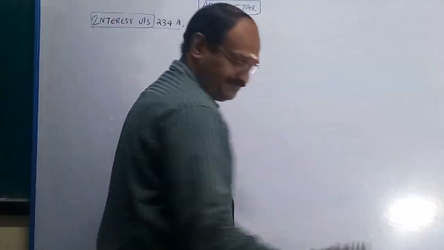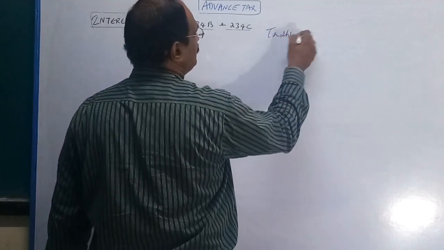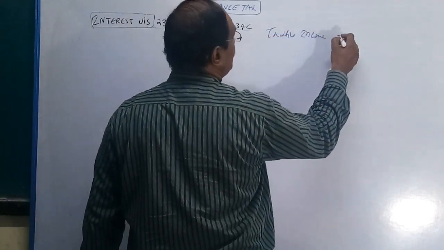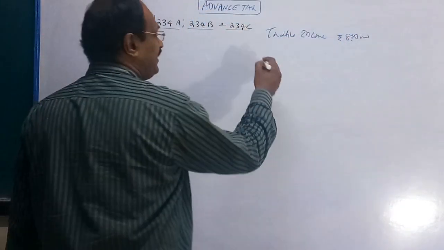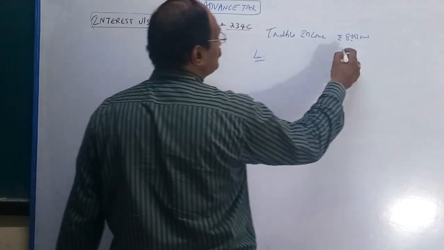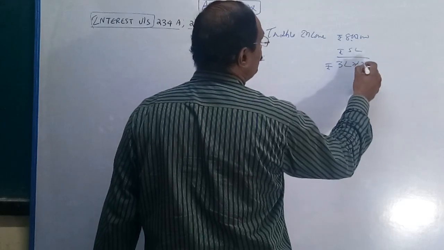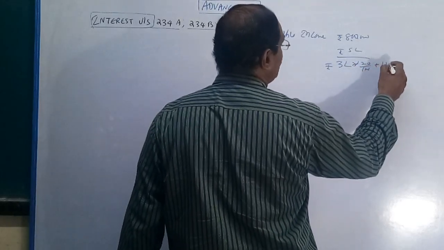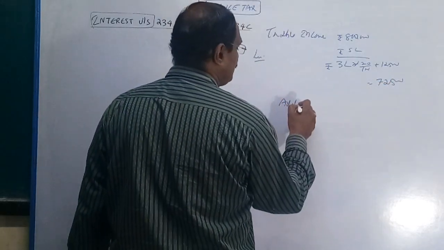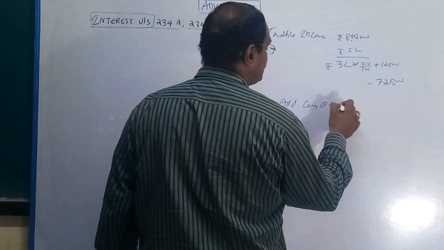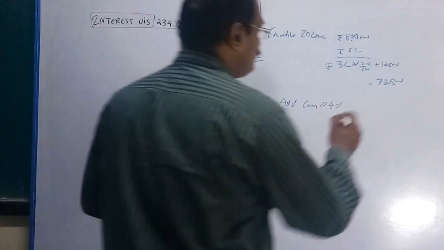For example, see, your taxable income, say rupees 8 lakhs. For 8 lakhs, calculate the tax. Less 5 lakhs, 3 lakhs into 20% plus 12,500, that is 72,500. Add cess 4%. So 72,500 into 4%, 2,900.